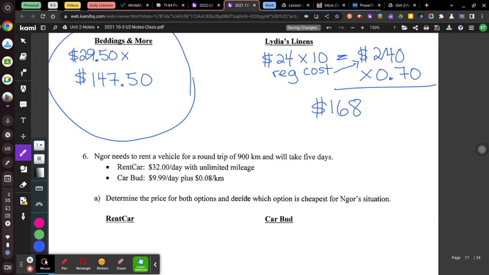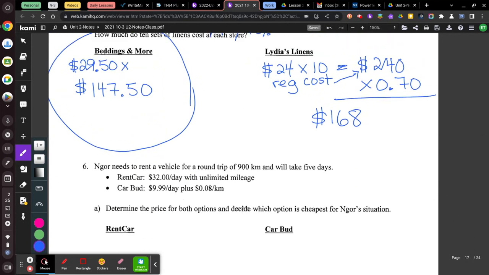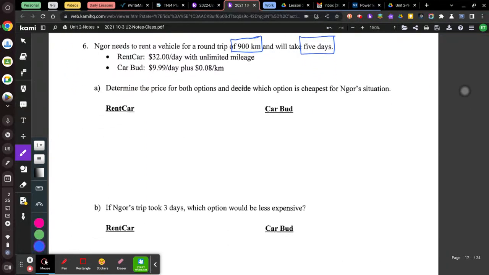All right, last example. We got a dude named Noor. He wants to rent a vehicle. And he's got 2 different companies. One is called Rent a Car, one's called CarBud. He needs to go 900 kilometers, and it's going to take him 5 days. One of them has unlimited mileage, so he could drive as far as he wants. Doesn't matter. They're not going to charge him for it. But the other guy, they're going to charge him per kilometer. Okay, but they charge him less per day. So we're going to see how much each one is.